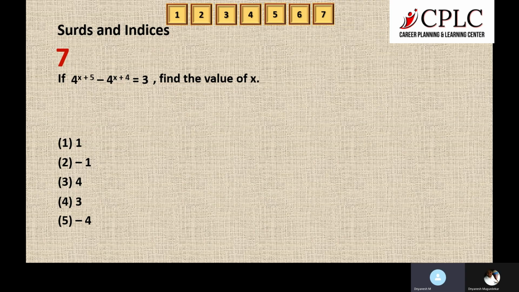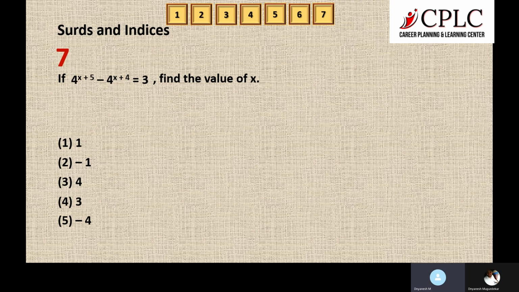When you observe the powers x plus 5 and x plus 4, what you end up realizing is that they are two consecutive powers of 4, back to back powers of 4, and their value difference is 3. Which consecutive powers of 4 have a value difference of 3? It is 4 raised to 1, which is 4, and 4 raised to 0, which is 1, and 4 minus 1 is 3.